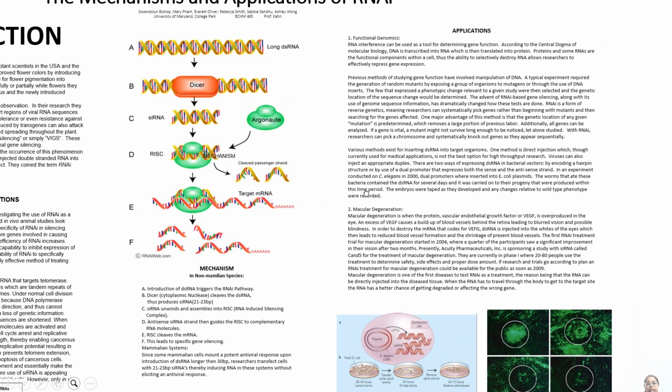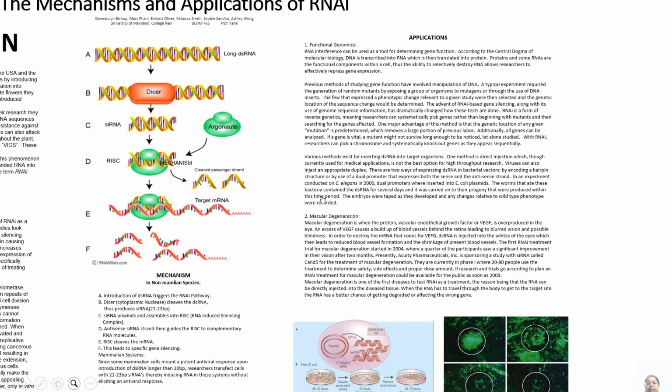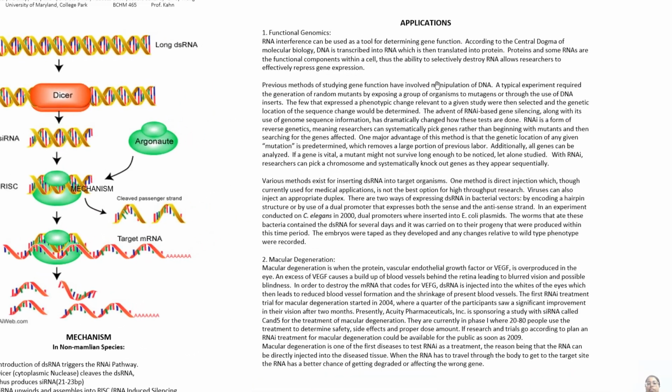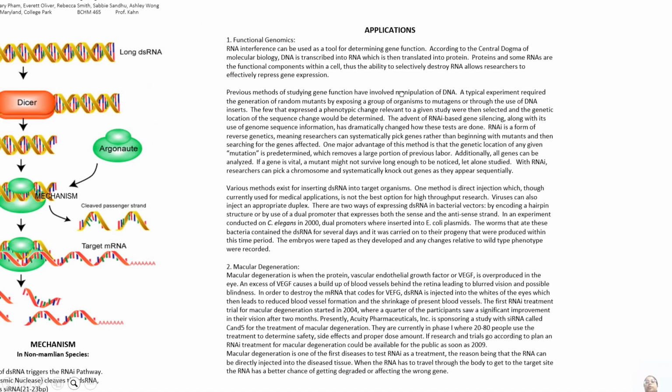So what can be the applications? RNA interference can be used as a tool for determining gene function. According to the central dogma of molecular biology, DNA is transcribed into RNA, which is then translated into protein. Now, proteins and some RNAs are the functional components within a cell. Thus, the ability to selectively destroy RNA allows researchers to effectively repress gene expression.